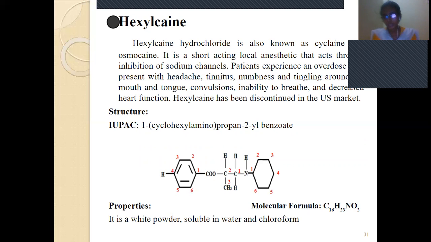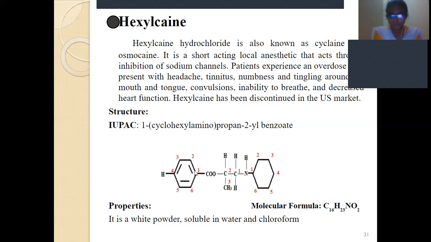So if xylocaine is taken, the overdose means some of the person has experienced headache, tinnitus, numbness and tingling around the mouth and tongue, and also convulsions, inability to breathe, and decreased heart function. This drug has also been discontinued in the US market because of side effects like headache, tinnitus, and it also affects the heart, with convulsions and inability to breathe.